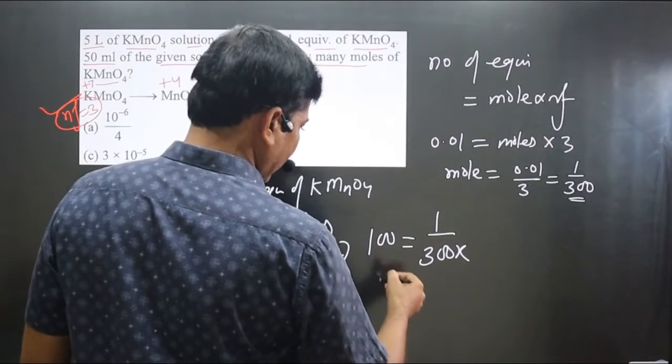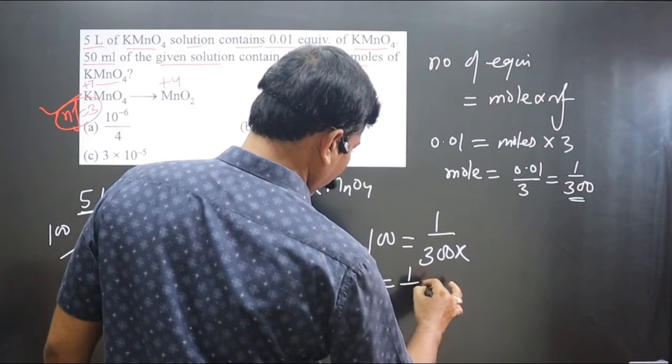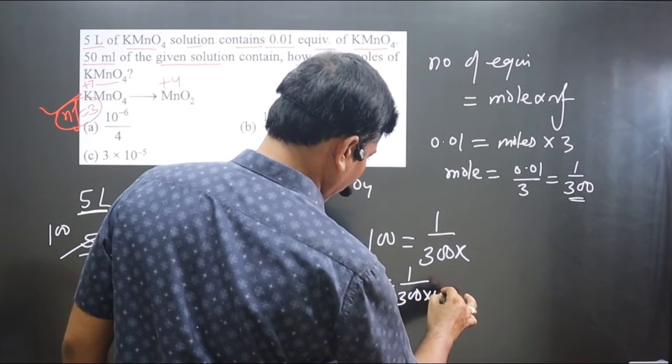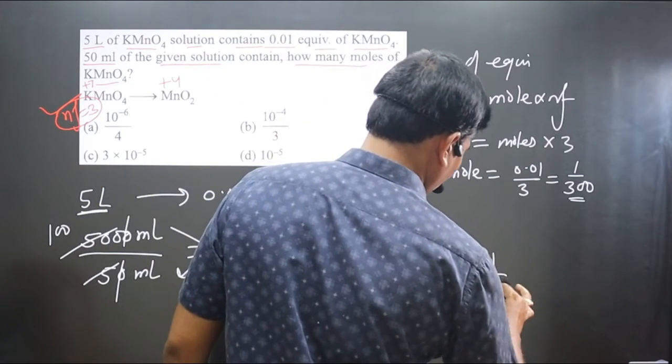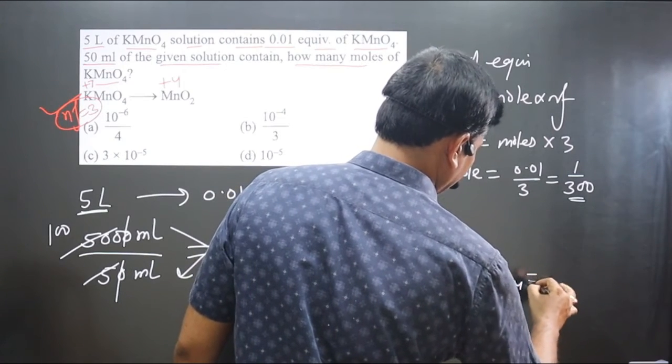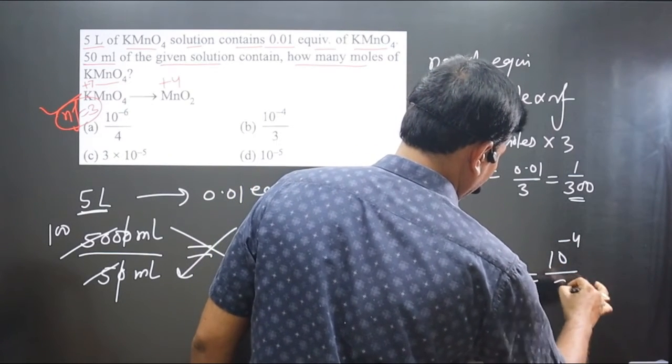So I can transfer 300 to the left side. So x is equal to 1 by 300 multiplied by 100. So I can write 1 upon 3 multiplied by 10 to power minus 4. It can also be written 10 to power minus 4 divided by 3.